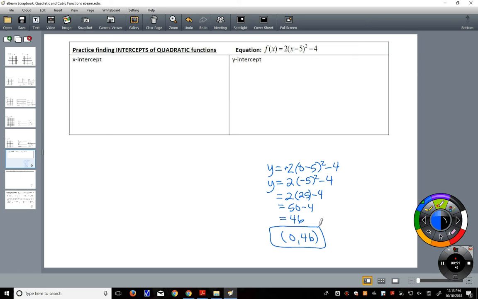All right, so our y-intercept ends up being 0.46. It's a point on our graph. That's why we write it that way, okay? Is everybody good with that?